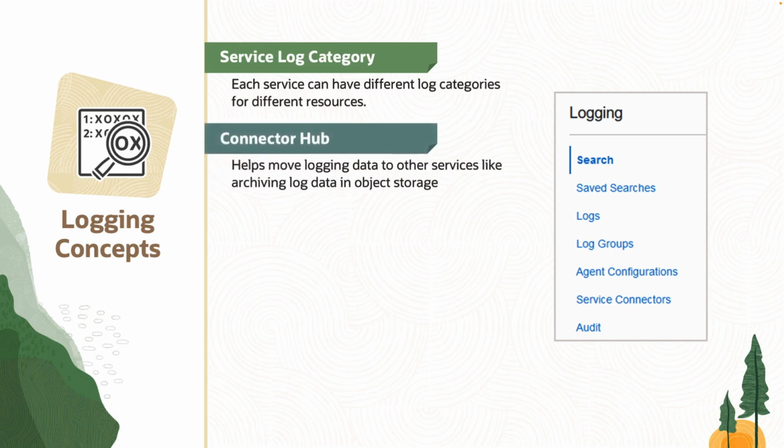OCI Connector Hub is a feature that moves logging data into other services of OCI. For example, if you would like to set up an alarm for a specific error log pattern, you can create a search condition for that pattern and then use the Connector Hub to move data into the monitoring service. There is a wide range of use cases for connectors. You can send log data into databases or archive log data into object storage and so on. We'll look into some of these scenarios in a later lesson.